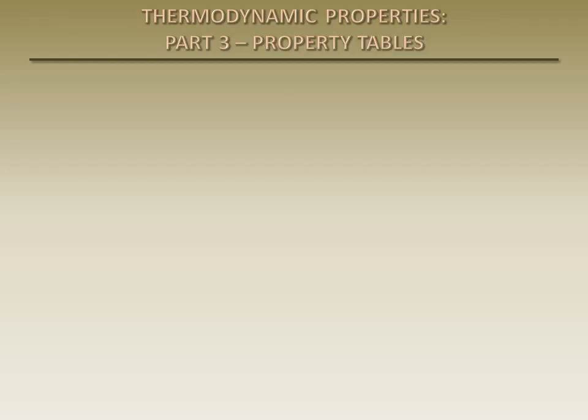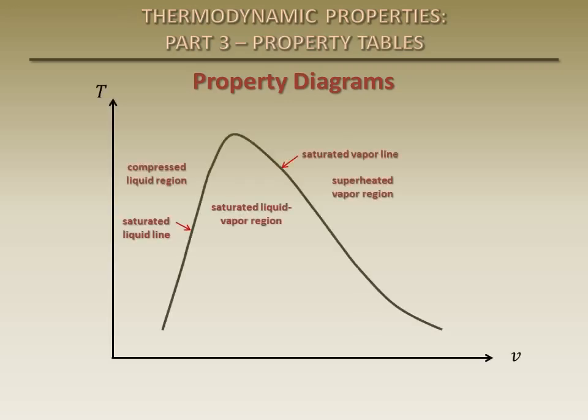In the last presentation, we looked at property diagrams, such as PV and TV diagrams. These diagrams show some of the states of pure substances, such as compressed liquid, saturated liquid-vapor mixture, and superheated vapor. Remember that our goal is to be able to determine the properties of pure substances in any given state so that we can use those properties in the energy equation.